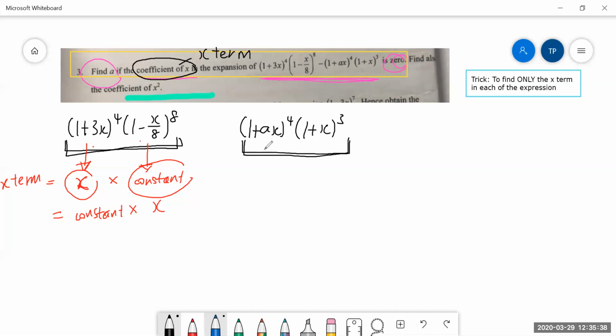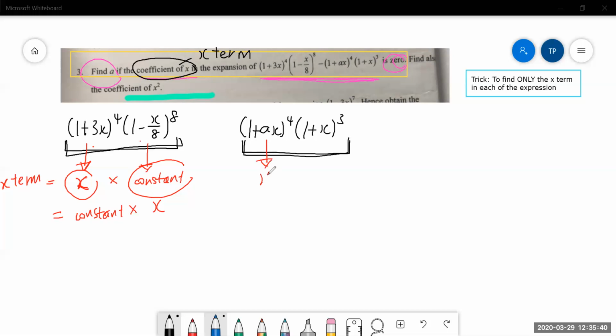So same thing for this part. We're going to find the x term, and here we're going to find the constant, then we multiply them. We can also find the constant term here if there is a constant term. If there's no constant term, we cannot do that, then we find the x term. After both sides are done, then you can minus them and equate it to 0, because they say it is 0.